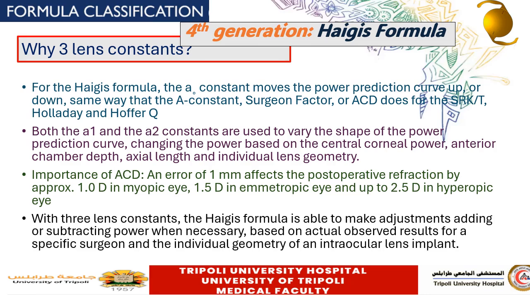That is, for each range of axial length there is a correction factor, for each range of keratometric reading there is a correction factor, and for each range of AC depth there is a correction factor, so that it can cover a large range of eye sizes.